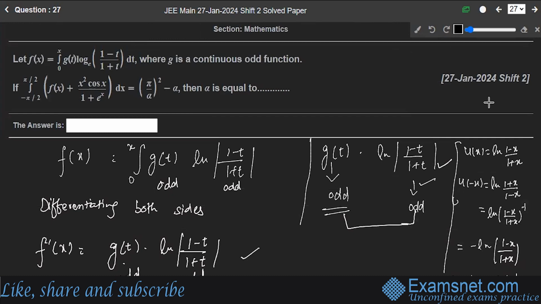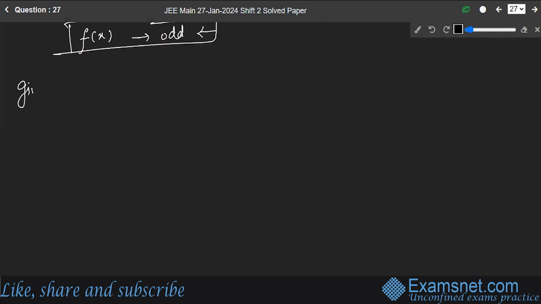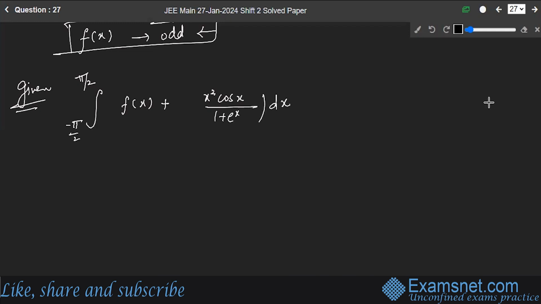Let's keep it out. I'll come to this equation now. You are given in the question, let's write down, given: integral from minus pi by 2 to pi by 2 of f(x) plus x square cos x upon 1 plus e raised to power x dx. See, this is an odd function. No need to solve. This will evaluate to be 0 only. Integral will come out to be 0 only for the odd functions. Correct? So, for these limits, it will be reduced to this thing.